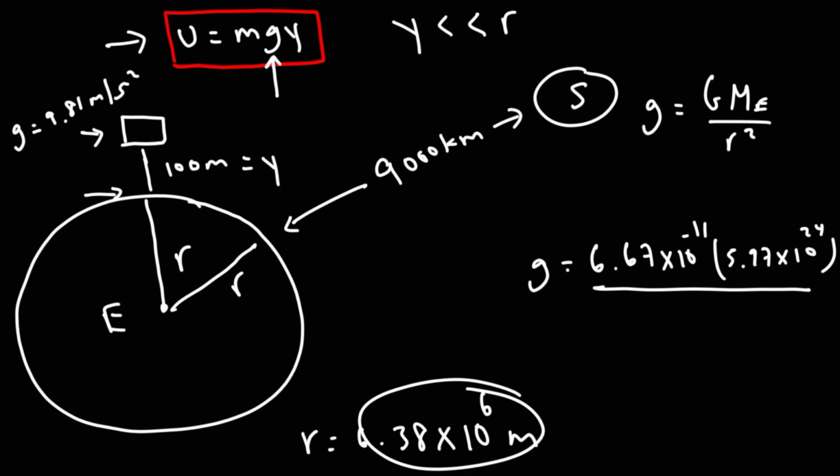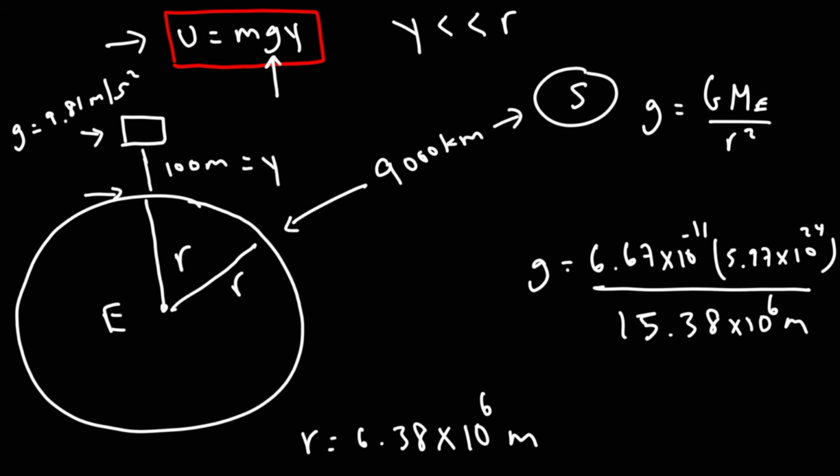So this is 6.38 times 10 to the 6. This is 9 times 10 to the 6. If you add them, you get 15.38 times 10 to the 6 meters. And we need to square that. So the new gravitational acceleration is 1.68 meters per second squared.